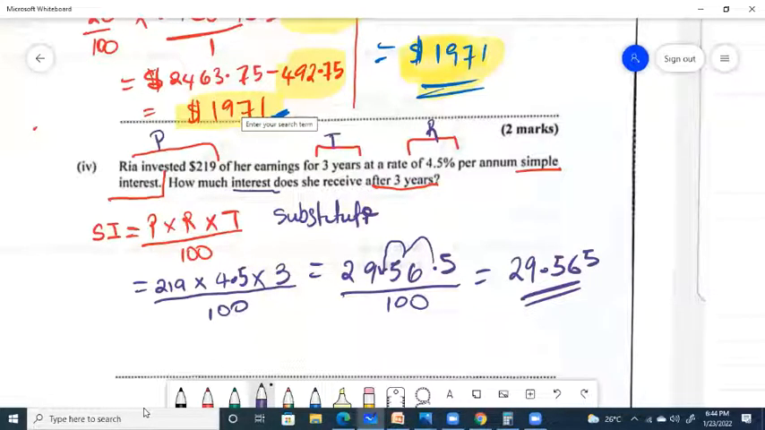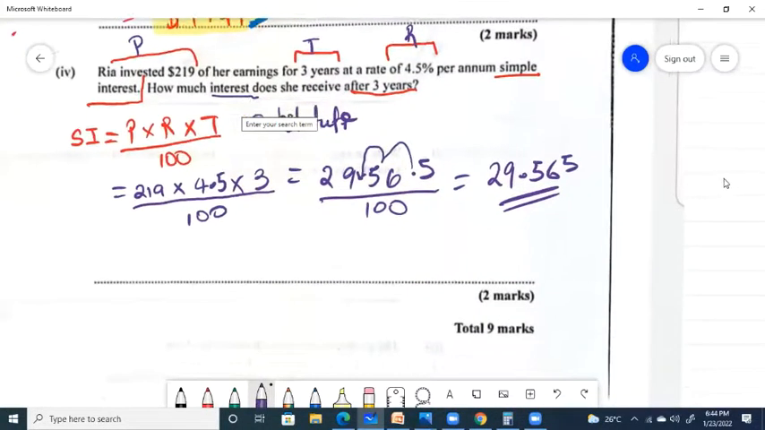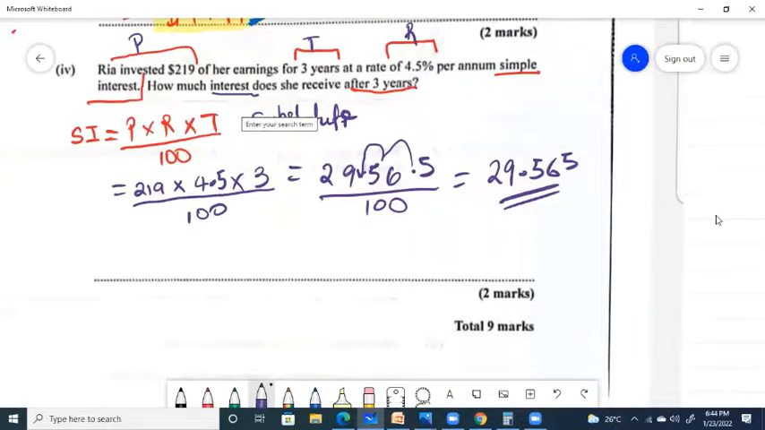Anybody want to quickly remind me, when we're dealing with money, how many decimal places we're expected to be rounding off to, like a default? 2. Thank you very much. 2 decimal places. So then we're going to identify the digit that is in that second spot, and it is a 6. And when we look to the right of it, we have a 5. That means this spot will go up by 1. So the right answer is $29.57, not 56, because we had to round off. Everybody see that? So that's the interest.